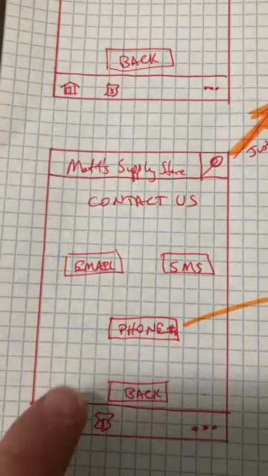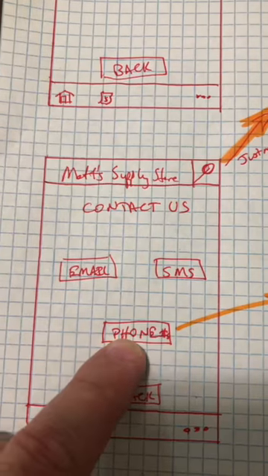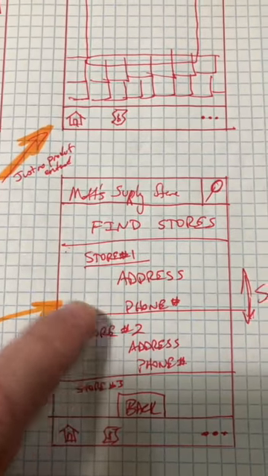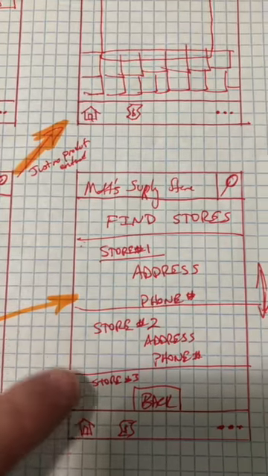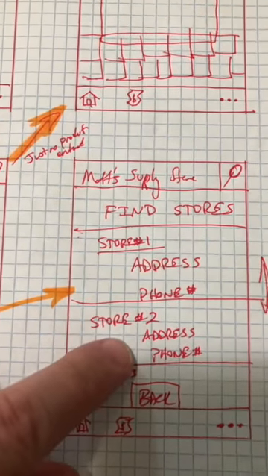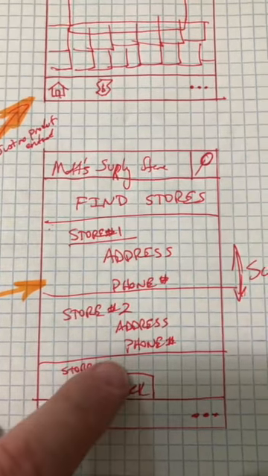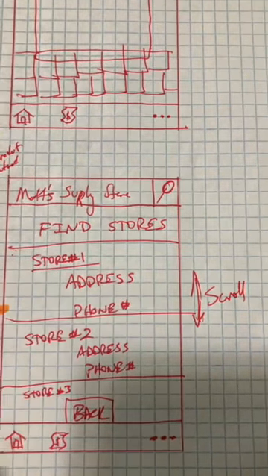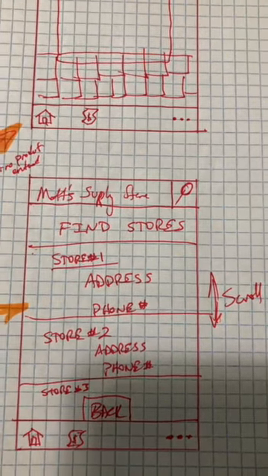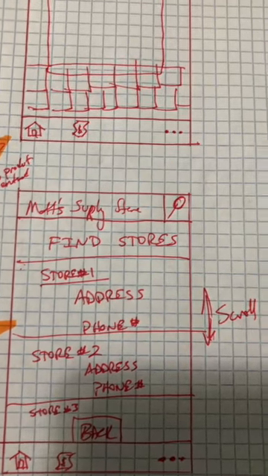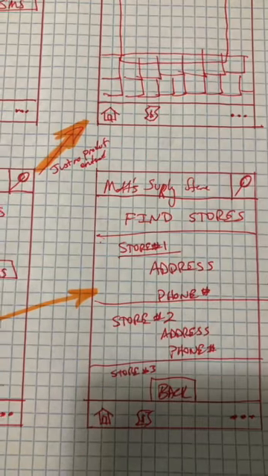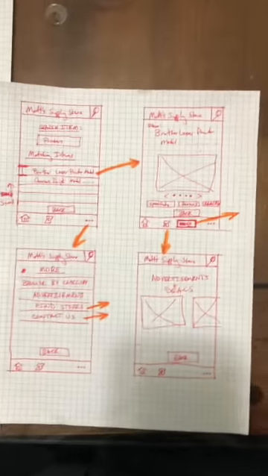Also from the contact us button, you have a phone button, which takes you over to the find stores page, and it shows you store number 1, store number 2, store number 3, gives you address and phone numbers for each. Also gives you a back button for that as well. They should be able to scroll back and forth between these particular items so that they can select it. It even pulls up a map view whenever you go to select the actual store itself. So that's pretty much the functionality of this particular app that we have developed.